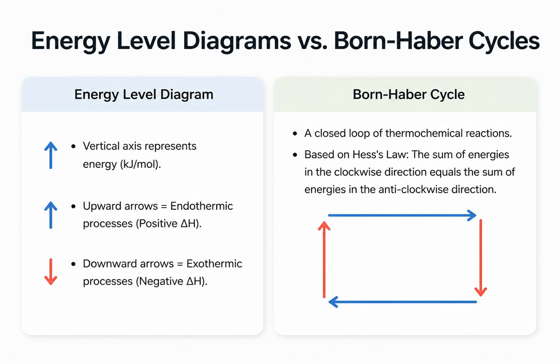Now, let's shift gears to ionic solids and look at two ways to represent their thermochemistry: energy level diagrams and Born-Haber cycles. If a question specifically asks for an energy level diagram, you must draw a vertical energy axis. Arrows pointing up represent endothermic processes with positive energies, and arrows pointing down represent exothermic processes. A Born-Haber cycle, on the other hand, is a closed loop of reactions, where you simply equate the sum of the clockwise pathways to the sum of the anti-clockwise pathways.